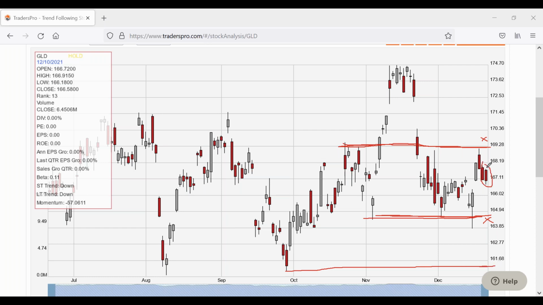Since we're kind of right in the middle, we're in no man's land right now. It could go either way. But those would be the key areas I'd be looking for. A break above here would be more bullish. A break down below here would be more bearish.